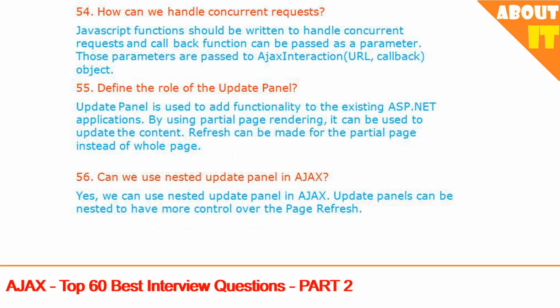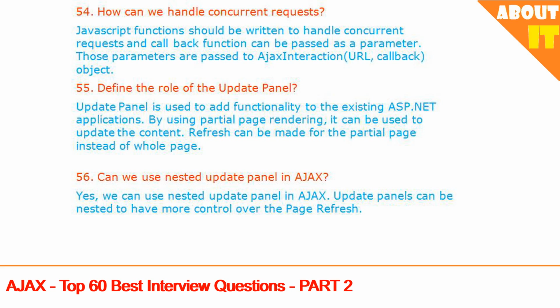54. How can we handle concurrent requests? JavaScript functions should be written to handle concurrent requests and callback function can be passed as a parameter. Those parameters are passed to AJAX interaction: URL, callback, object.